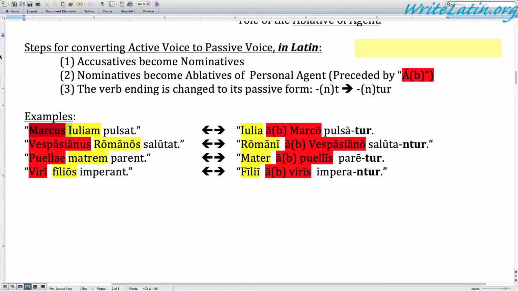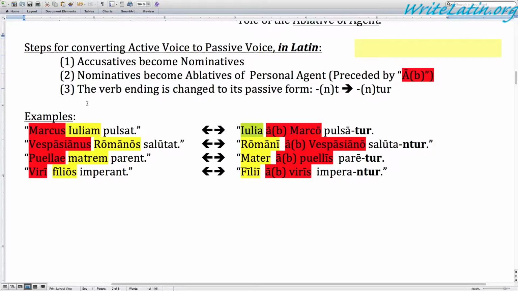So your 3 rules are up here. First off, accusatives, like Juliam, become nominatives, like Julia. So what used to be the object is now the subject. It's now the focus of the sentence. It's now what that sentence is talking about.